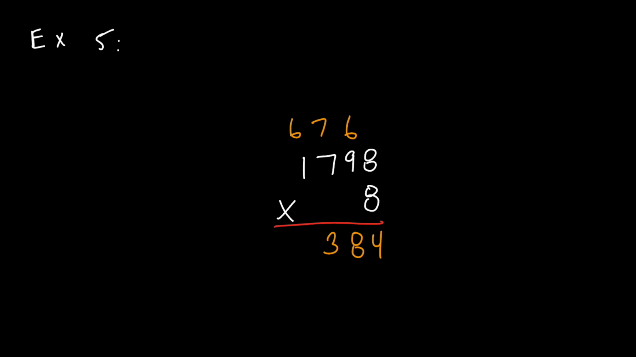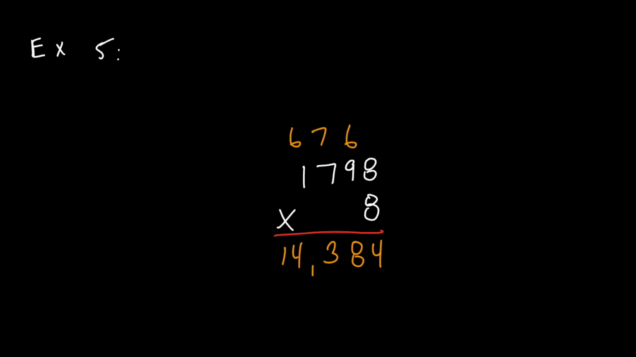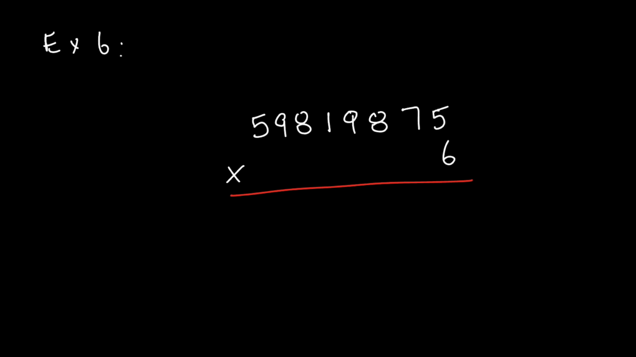Finally, 8 times 1 will give you 8, and then add 6 to the 8, and you will get 14. So the final answer is 14,384. Let's look at a more complicated question. Here we have 59,819,875 times 6. This problem is definitely the most complicated question here, but let's briefly pause the video first to see if you can solve. Okay, we are back. If you cannot solve the problem, that's okay, we will go over this problem now.